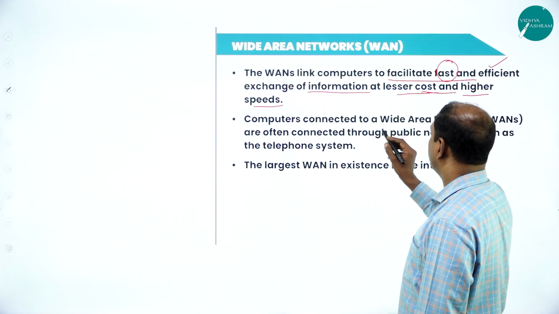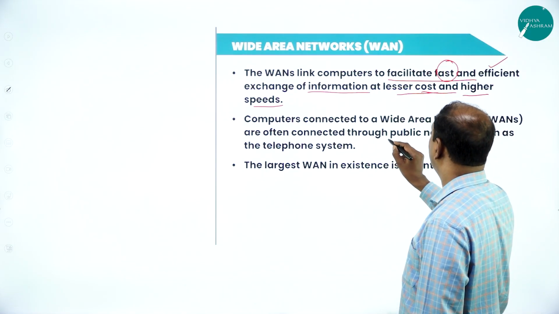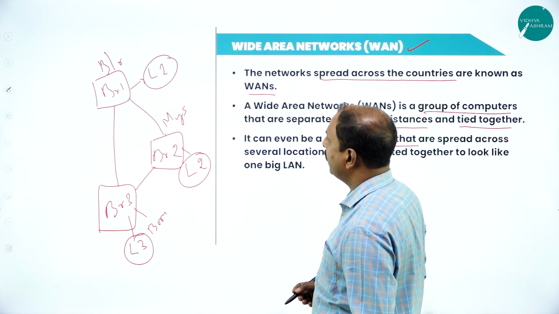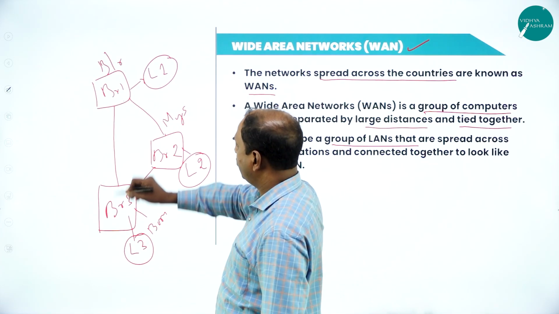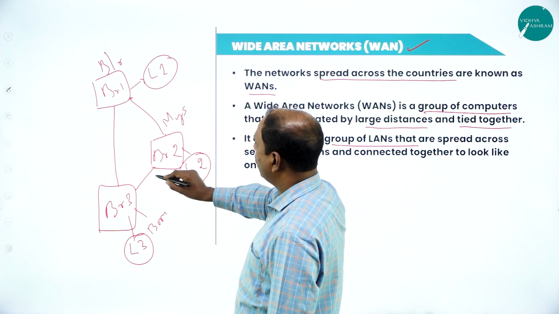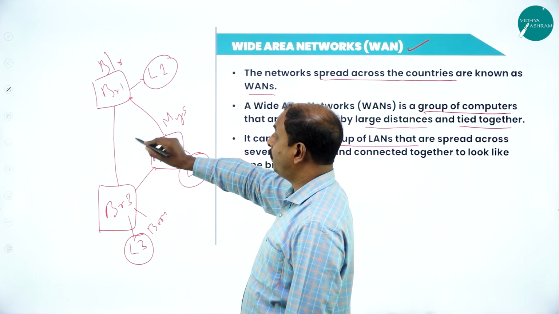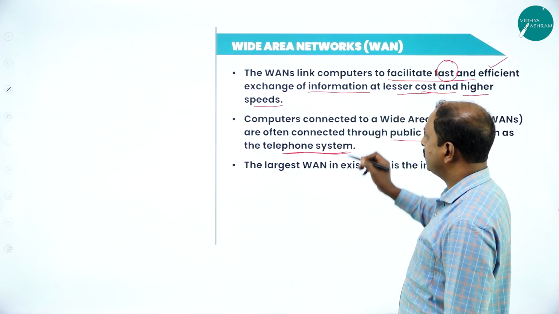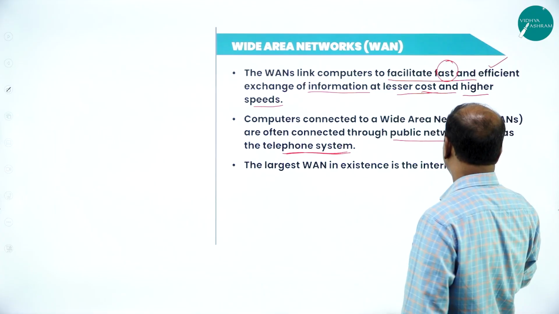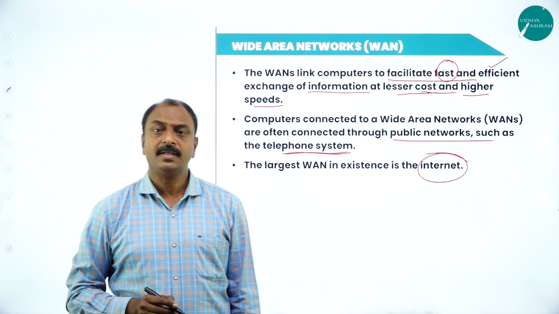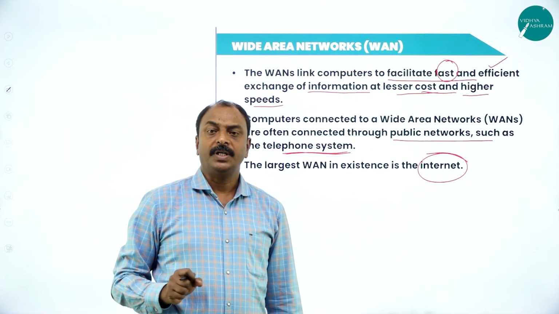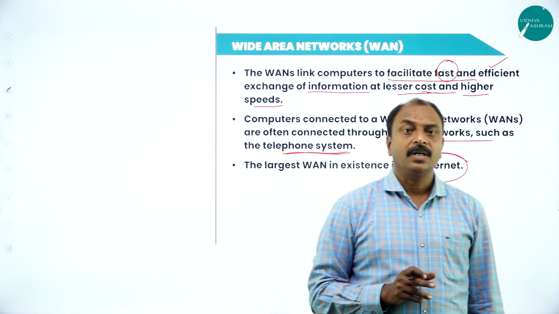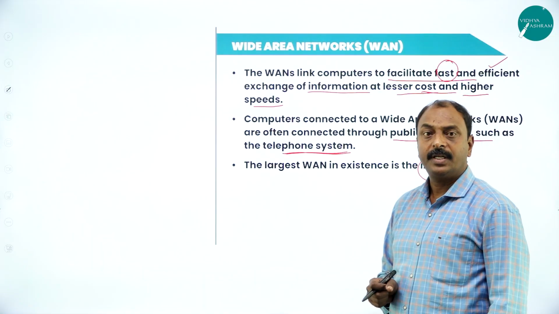Next, computers connected to a wide area network are often connected through a public network such as the telephone system. As in the example in the previous slide, from one LAN to another LAN, and to here, all these are connected through a public system, for example the telephone system. This is another point about wide area networks. And the internet is an example of a wide area network. You know what the internet is. Through the internet, it is possible for us to connect different hardware or different computers across the country. That is the definition of wide area network.